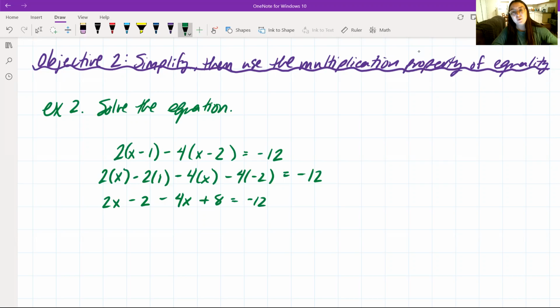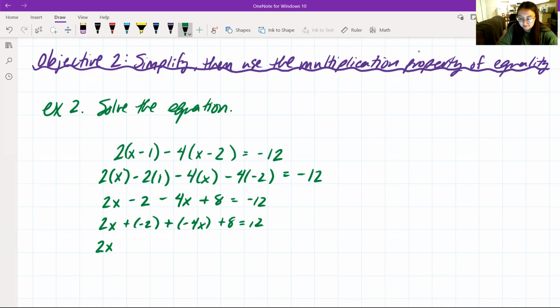And now what we want to do is combine our like terms. So we want to rearrange our expression here on the left. On the left-hand side of our equation, we have our expression. So let's change our subtractions to additions. We can say 2x plus negative 2 plus negative 4x plus 8 is equal to negative 12. And now we can rearrange. Since we want to have our variable first, let's combine our variables and then we'll combine our constants.